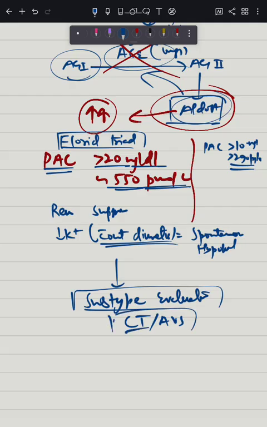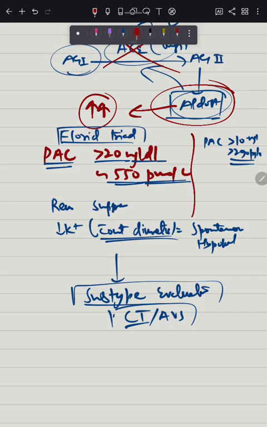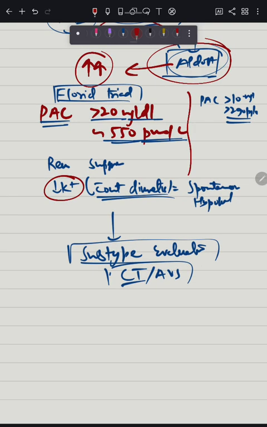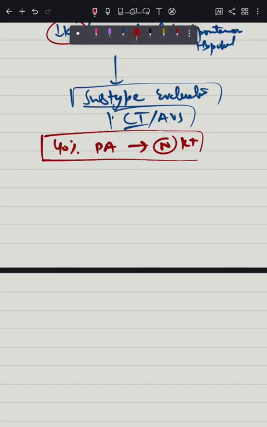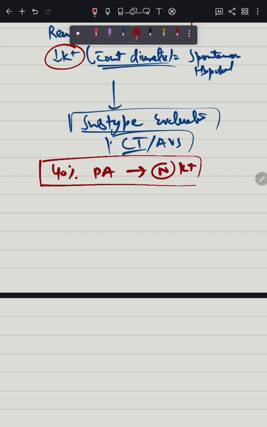You see, I mentioned hypokalemia among the fluoride triad, but hypokalemia is not always present. Up to 40% of primary aldosteronism patients will have normal potassium levels, so the triad is a fast track rule, not mandatory for all patients. Now, as I discussed, we go for subtype evaluation with CT or AVS.